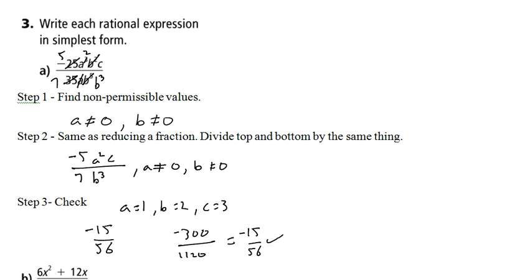Okay, so again, for the check, just choose a value. Obviously, you need to choose values where a, b, and c are defined. Throw them into the original. Throw them into the new one. You should get the same value, because that's what equivalent means.